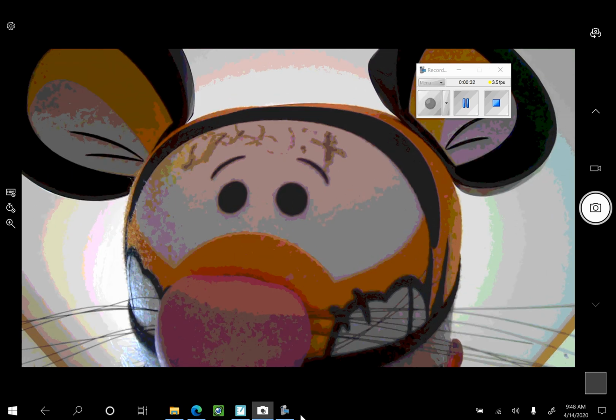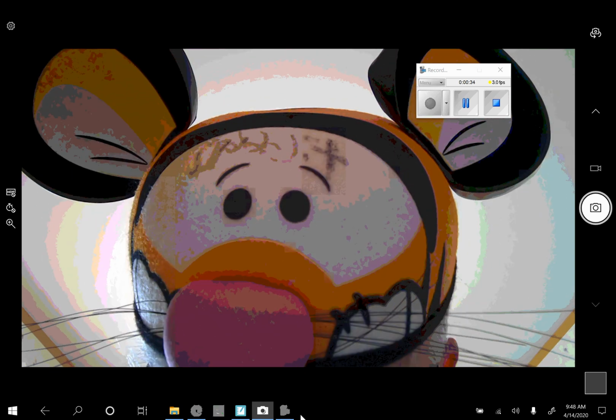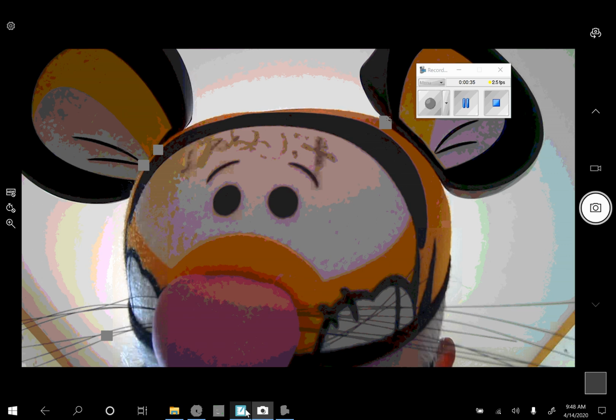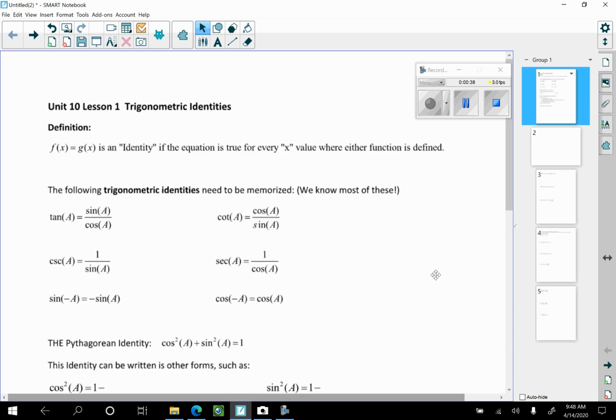Let's talk about trig identities. All right then. Okay, so occasionally we will have a brief introduction by our friend Tigger.